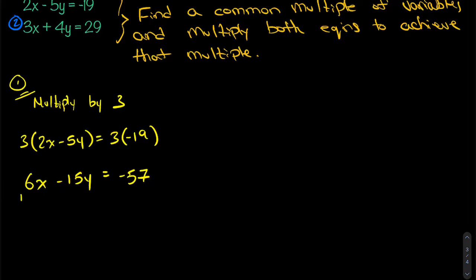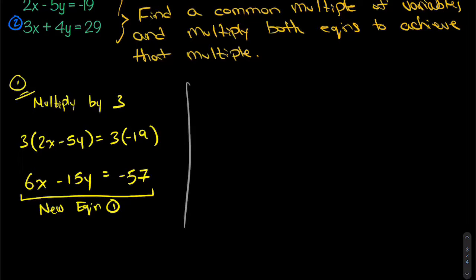So here's our new equation 1. Let's do this with the other one. So we did it in blue. And what do we need to multiply equation 2 by to get 6 for x? Well, we need to multiply by 2.